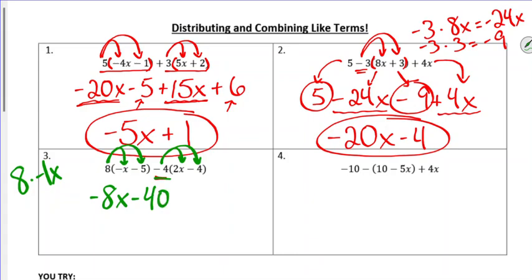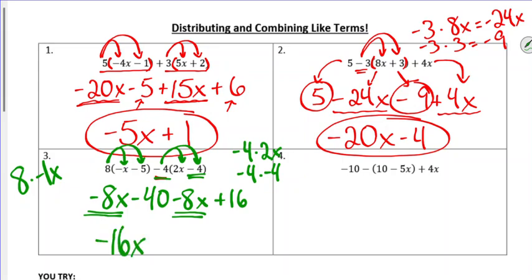Then I'm going to take that -4 and distribute it into its set of parentheses. -4 times 2x, and -4 times -4. That is another -4 there. -4 times 2x is -8x. -4 times -4 is a +16, so I write that as +16. And then I get to combine like terms. So -8x minus another 8x, you go down 8, and then you go down another 8. Now we're down to -16x. And then I'm going to combine my constants. That's -40 plus 16, which gives me a -24.